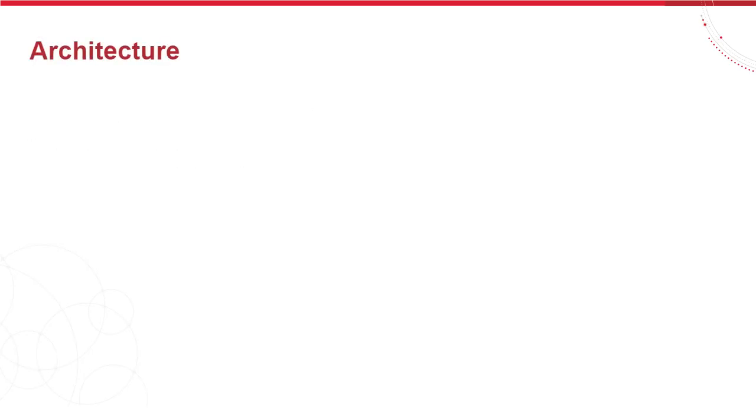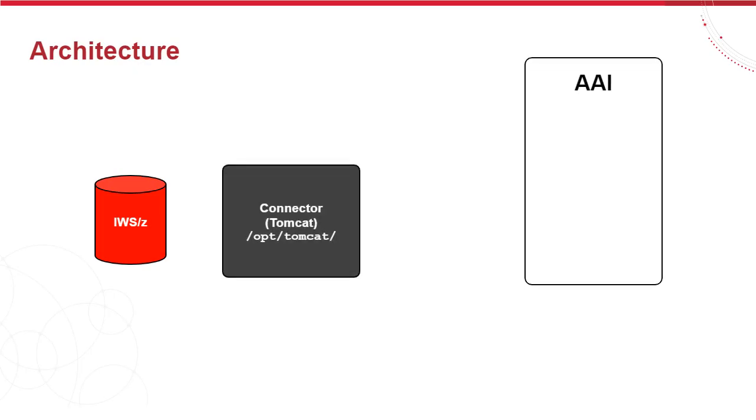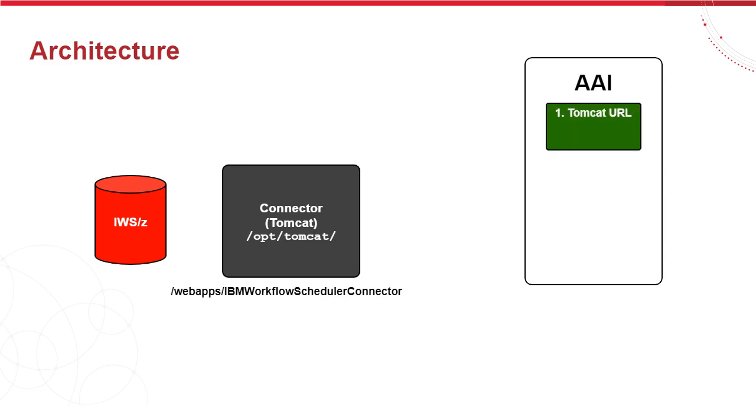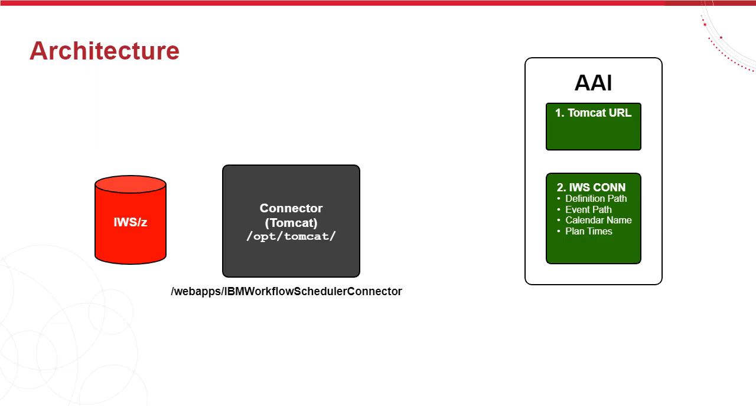We start with 3 hosts: IWSz, AAI, and the connector. You download the connector software and upload it to the dedicated system. You unzip it, and the connector is installed. There's a single web application called IBM Workflow Scheduler Connector which deploys when the web server is started. The rest of the configuration, API URL and directories, is done in the AAI web UI.